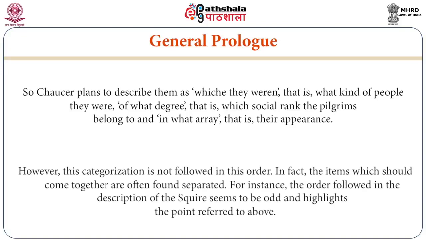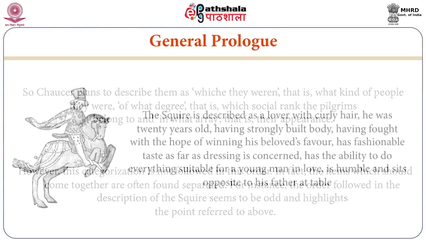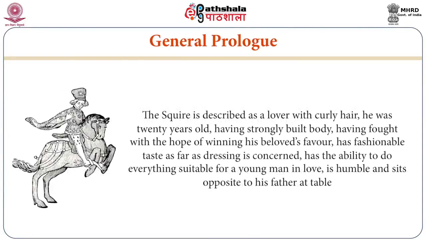However, this categorization is not followed in this order. In fact, the items which should come together are often found separated. For instance, the order followed in the description of the Squire seems to be odd and highlights this point as referred to above. The Squire is described as a lover and curly haired. He was 20 years old.